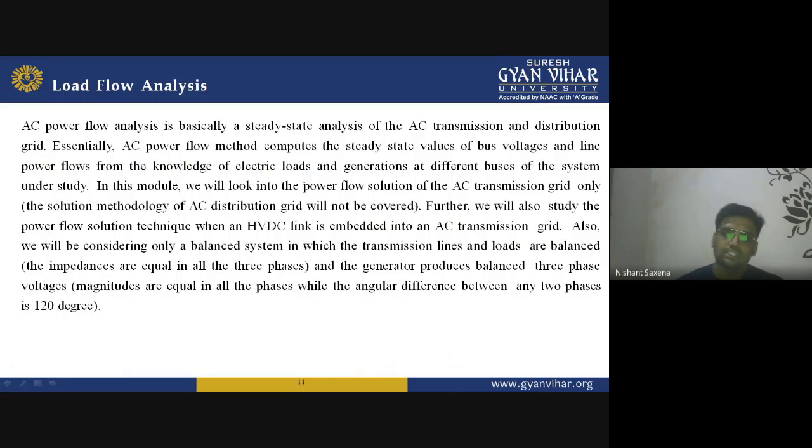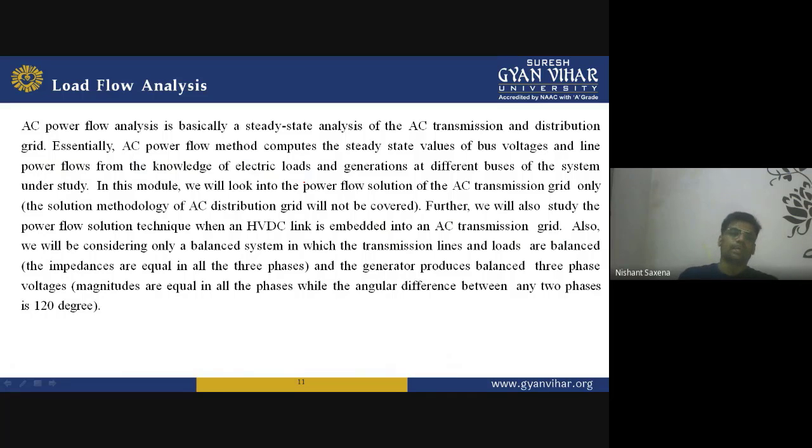Further, I will also discuss the power flow solution techniques when an HVDC link is embedded into an AC transmission grid. Also, we will be considering only a balanced system in which the transmission lines and loads are balanced. The impedances are equal in all three phases, and the generator produces balanced three-phase voltages. Basically, the magnitudes are equal in all phases, while the angular difference between any two phases is 120 degrees.